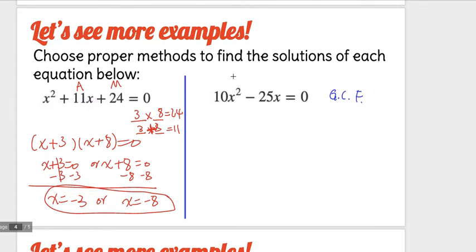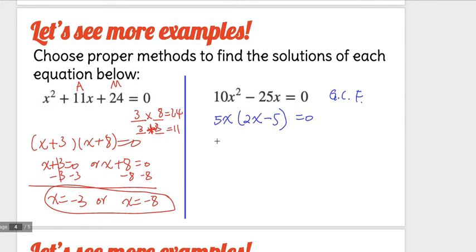But for this one, if you look carefully, for 10 and 25, I know they both have 5. And they both have x squared and x. I can take 5x here. And then next part, I just need to check 5x times what gives us 10x squared. So 5 times 2 is 10, x times x is going to be x squared. It's like a reverse way to check the distributive property. And 5x times what gives us 25x? 5 times 5. Do not forget the negative sign here. And x we already have, so that's it.